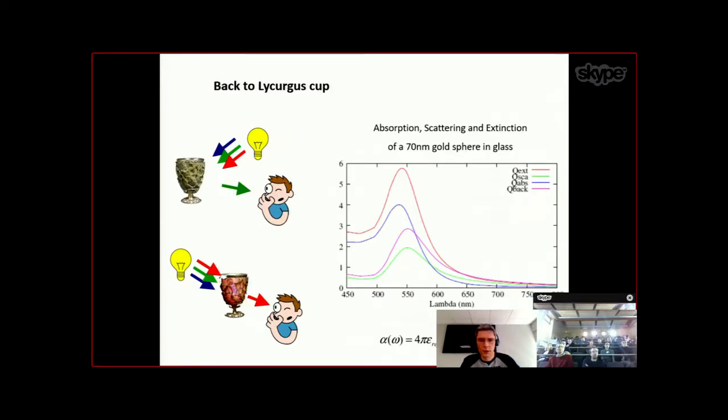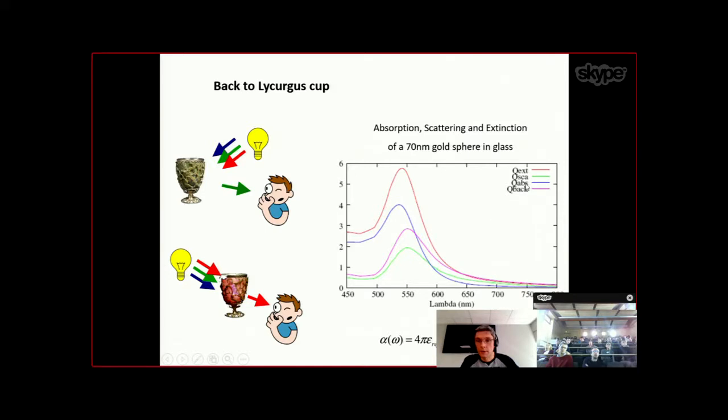Okay, so back to the Lycurgus cup, it's possible to compute all these parameters. You have absorption, which is this blue curve, and you see that the gold nanoparticles, due to some transition specific to the properties of gold, have a peak around 500 nanometers. So they absorb light in the green, which means that when you send light in transmission mode, the green and the blue are going to be absorbed, and what you see in transmission is the red tail. So you see it red in transmission.